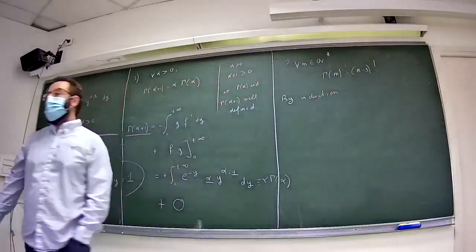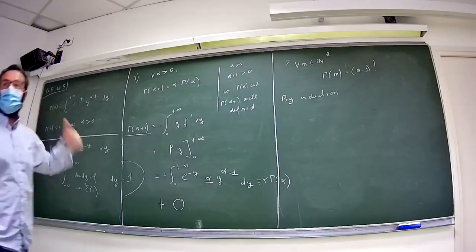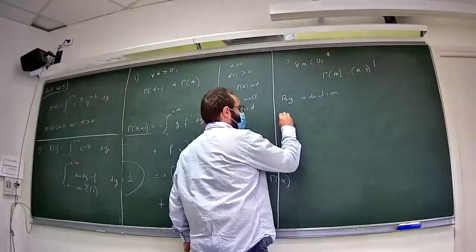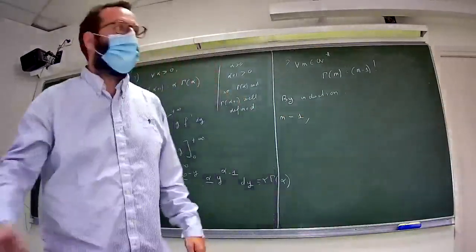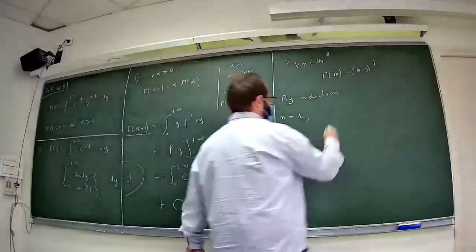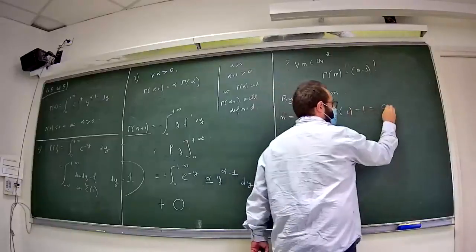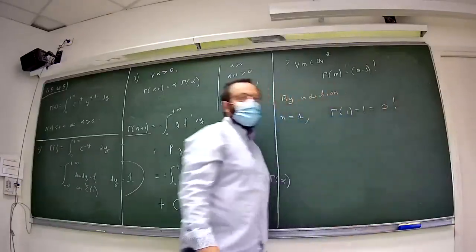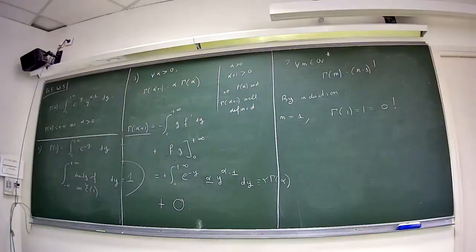So what is the first step of my induction? I have to see what happens for n equal to 1, because n belongs to N star. So for n equal to 1, I have already done the job, because I know what gamma of 1 is from the previous question. Gamma of 1 is equal to 1, and I know that 1 is also equal to 0 factorial by definition. Okay? So I have what I want for n equal to 1.